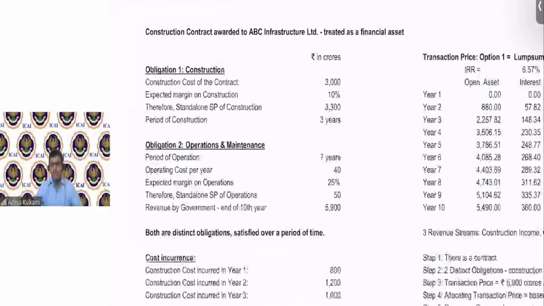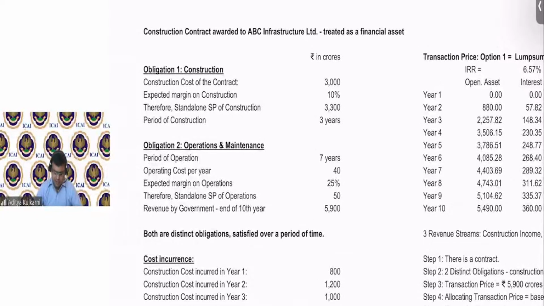Construction contract is awarded to ABC Infrastructure Limited. You have an obligation of construction. The cost of construction is 3,000. Margin expected is 10%, so standalone price is 3,300. And construction should be over in 3 years.